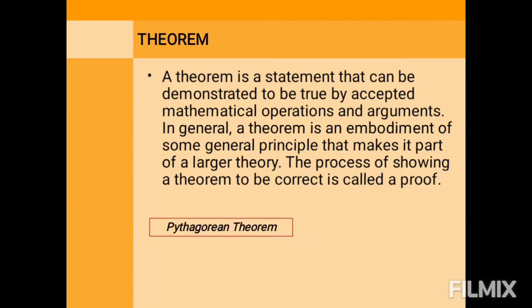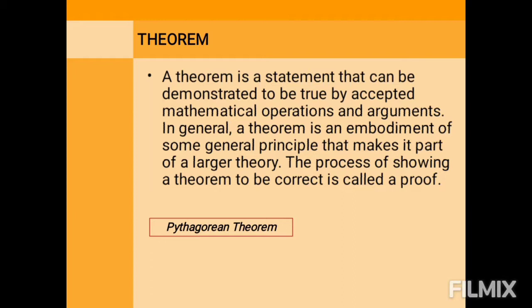And I want to show you the best example of a theorem that I know we all know, the Pythagorean theorem. It depends on how you pronounce it. And this is a very well-known theorem in mathematics. The theorem states that the square of the hypotenuse of a right triangle is equal to the sum of the squares of the other two sides.